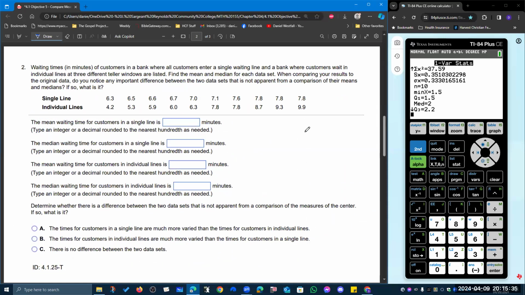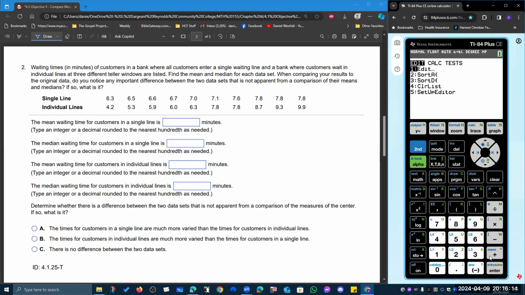Okay, let's go ahead and look at this next problem: waiting times in minutes of customers in a bank where all customers enter a single waiting line, and a bank where customers wait in individual lines at 3 different teller windows is listed. Find the mean and the median for each data set. When comparing your results to the original data, do you notice any important difference between the 2 data sets that is not apparent from a comparison of their means and medians? If so, what is it? So let's go ahead and clear our lists here.